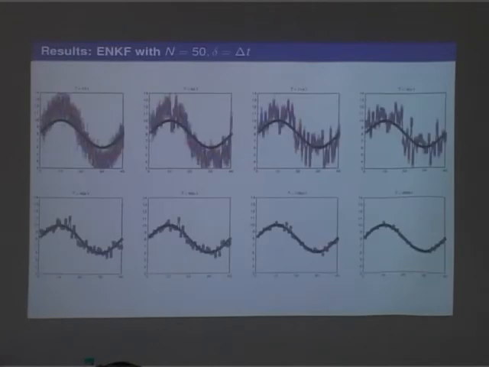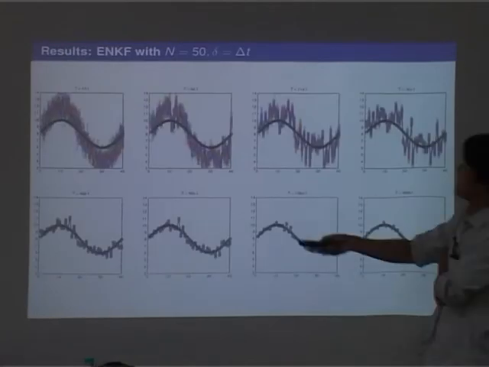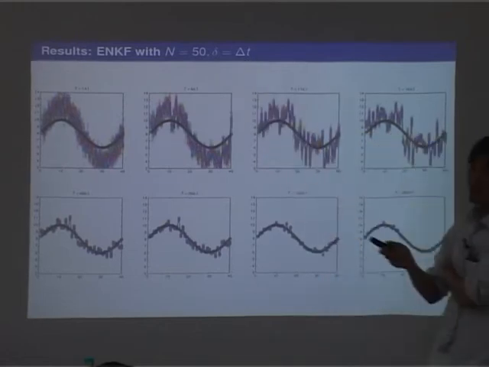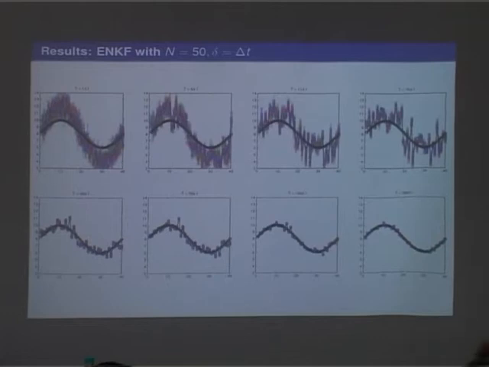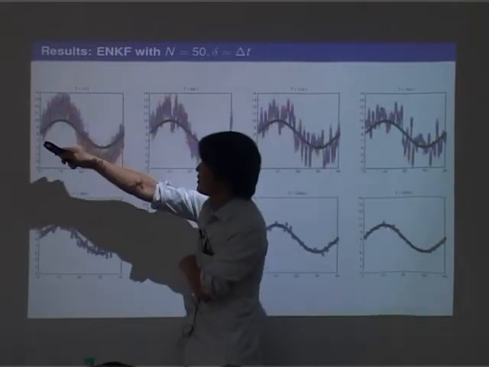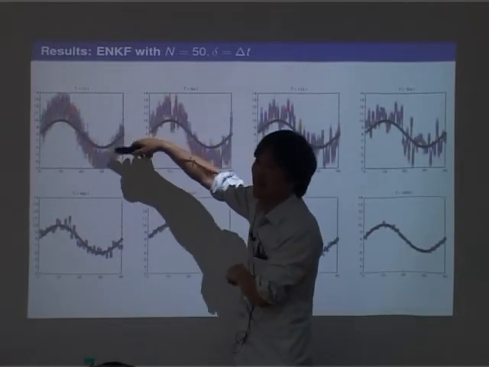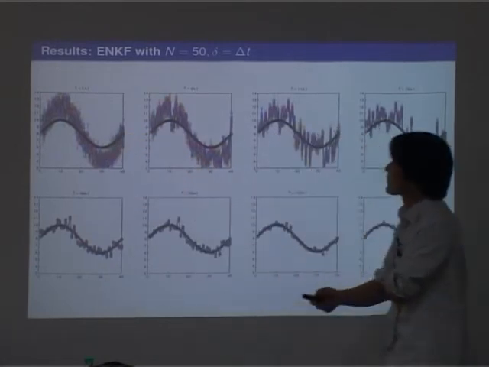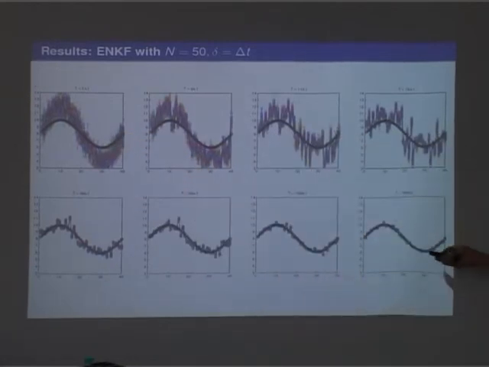Here is the result when I do EnKF with 50 ensemble members, and this delta is just delta t. So we are dealing with the linear flow map here. What you see here is actually time 0, not 1. So this is the initial ensemble of the parameters, and after you run, it has converged nicely.